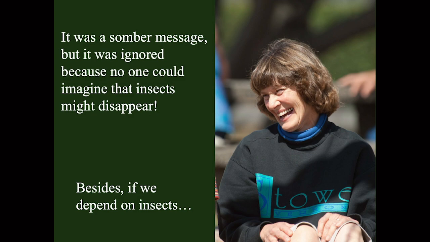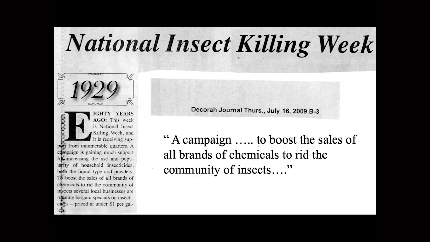But in 1987, nobody was worried about insects disappearing, so it was considered theoretical, one of these what-if articles, so it was ignored. Besides, if we depend on insects, why do we have National Insect Killing Week? Now, this was 1929. It was a campaign to boost the sales of all brands of chemicals to rid the community of insects.